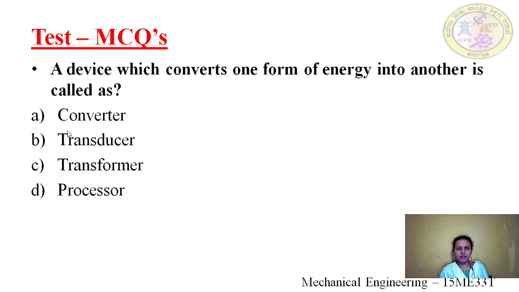The options are, number one, converter. Is it a transducer? Is it a transformer? Or is it a processor? Which device converts one form of energy into another? Can you guess? The solution is B, transducer. So transducer is the one which converts one form of energy into another form.